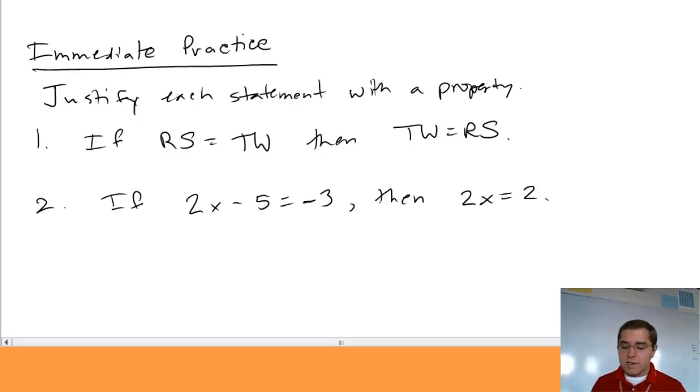And number 2, if 2x minus 5 equals negative 3, then 2x equals 2. So write down the statement, or write down the property that tells us that statement is true. Okay, just write it down. And that is the end of sections 2.2 and 2.3.